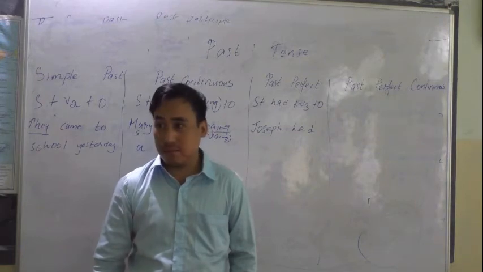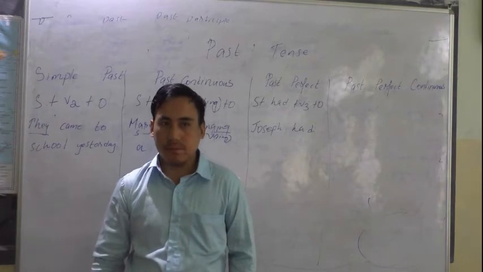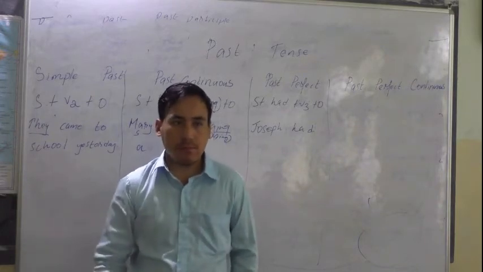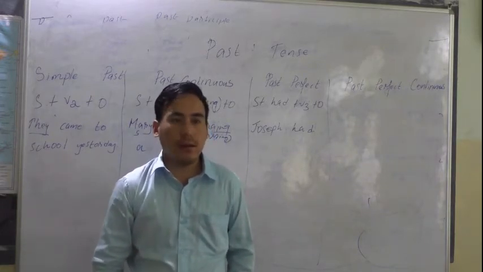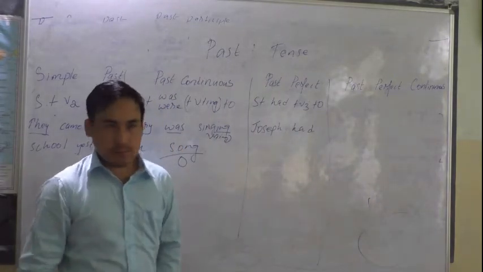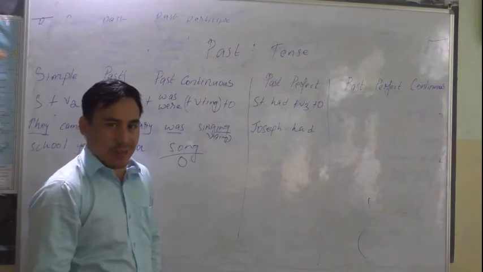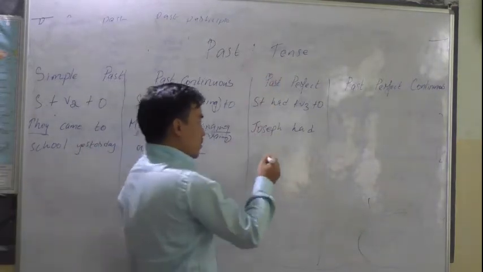Joseph had, use any past participle form for any example. Give me. Joseph had gone. Go and gone, past participle, this one. Performance of verb. Okay. Joseph had gone.